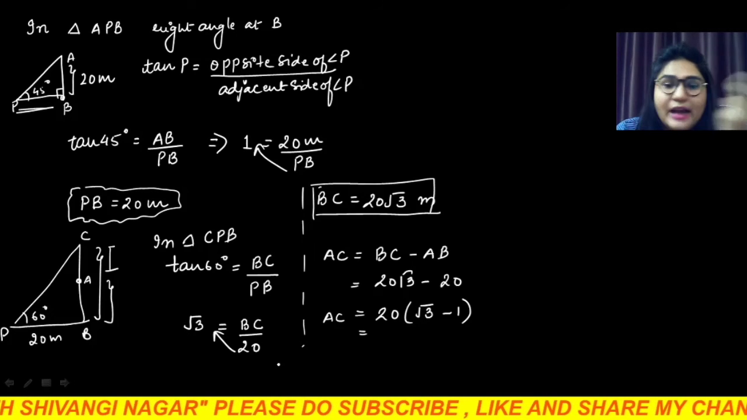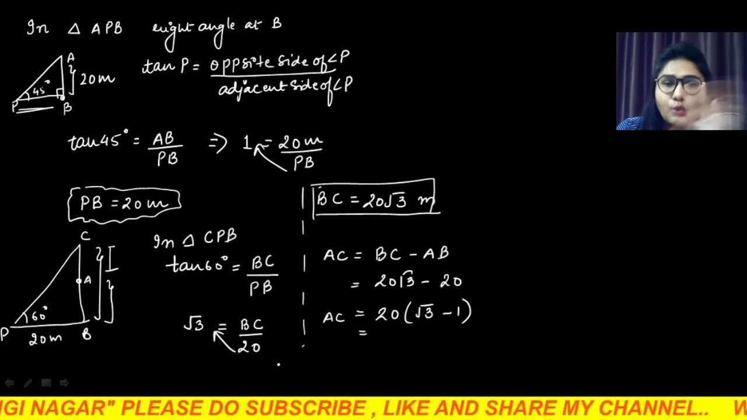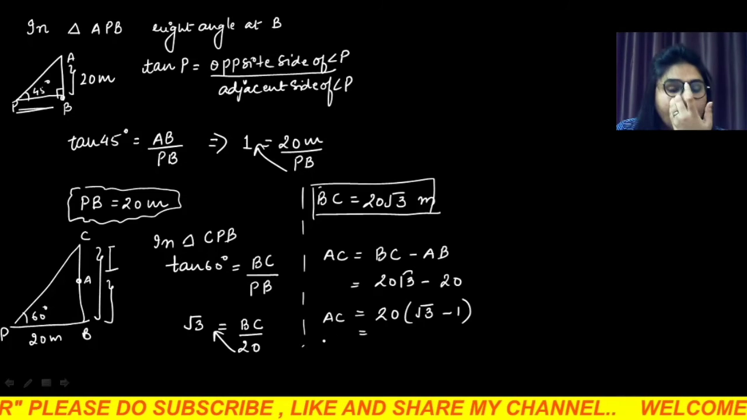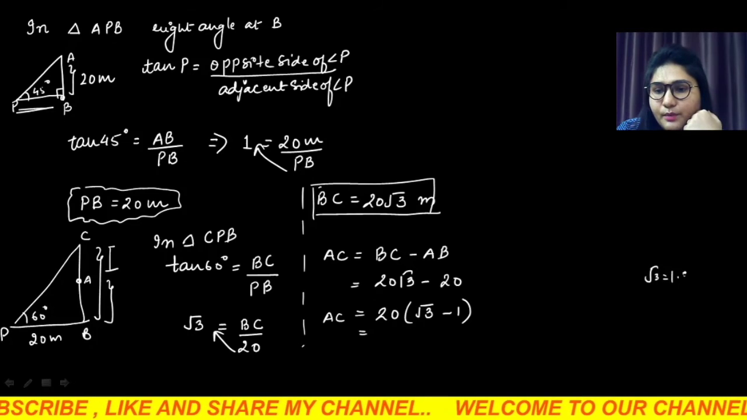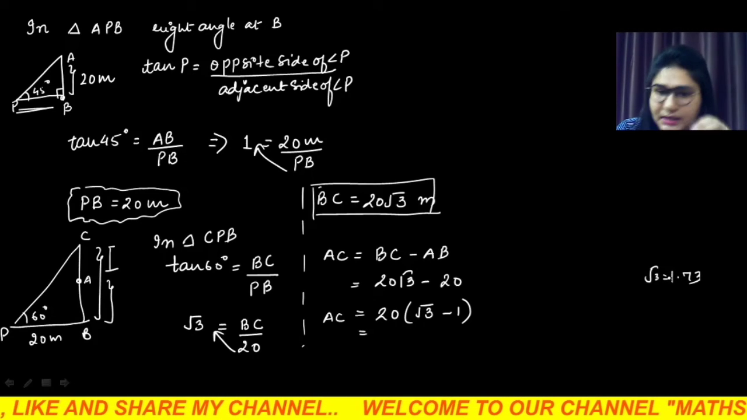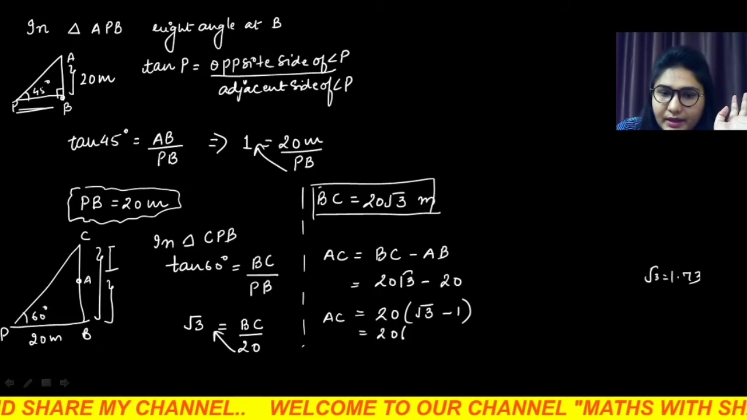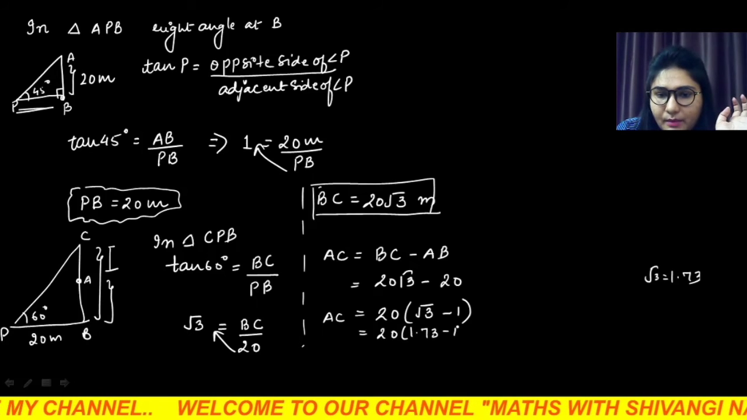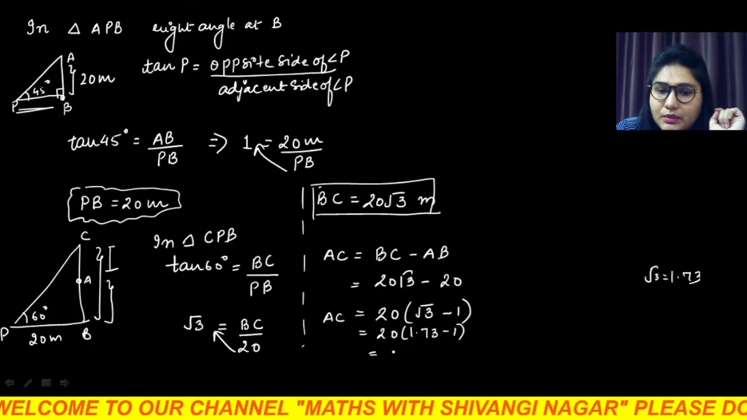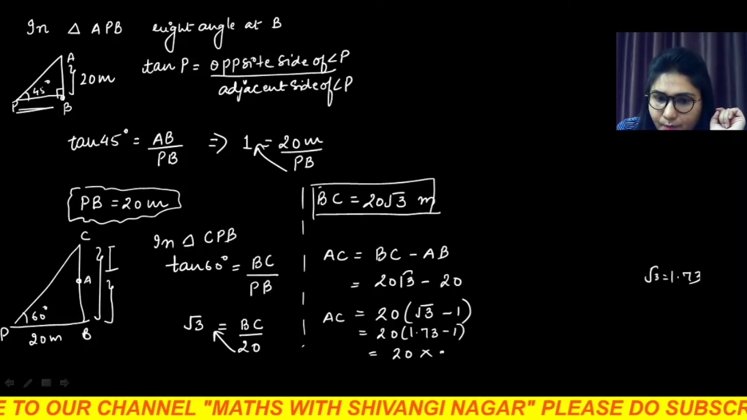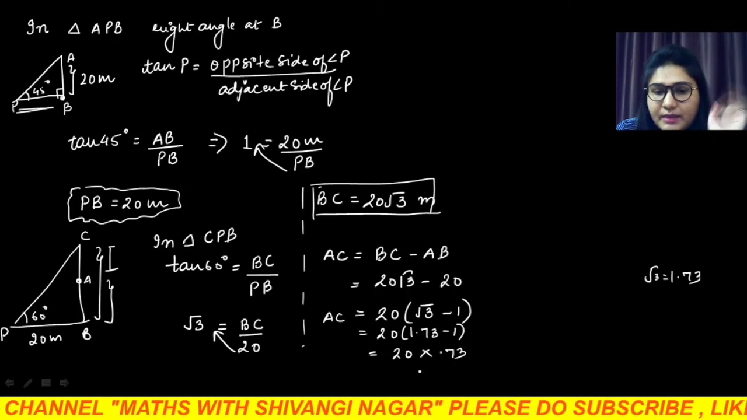Now you can put the value of root 3 also up to 2 decimals here. Okay, so up to 2 decimal, what is the value of root over 3? So root over 3 is 1.73. So you can place this value here. So 20 multiplied by 1.73 minus 1. So 1.73 minus 1 is what? 0.73. And just multiply these two quantities.